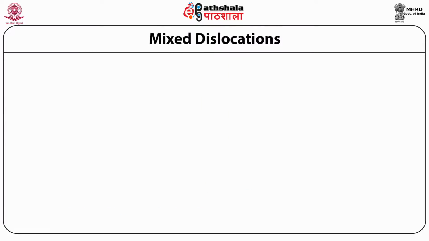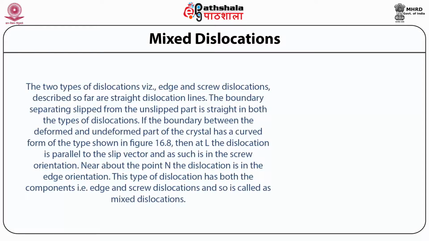Now we shall talk about mixed dislocations. The two types of dislocations, namely edge and screw dislocations, described so far are straight dislocation lines. The boundary separating slipped from the unslipped part is straight in both the types of dislocations.